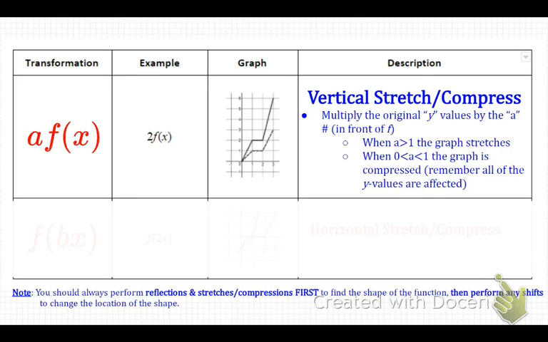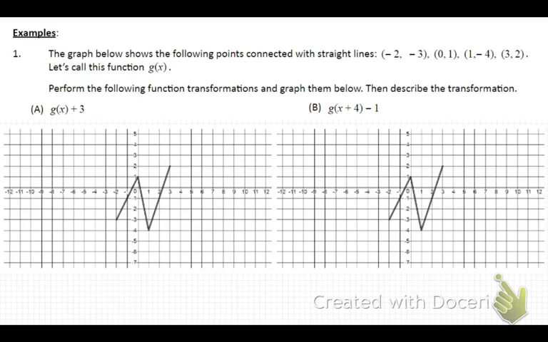Okay, on the next slide, on the back side, it says the graph below shows the following points with those straight lines. So I have 4 points, and they're connected by some straight lines. We're going to perform the following transformations and graph them, then describe. What I like to do is describe first and then perform the transformation, because if I can describe it in words, it's a little bit easier to actually perform that.